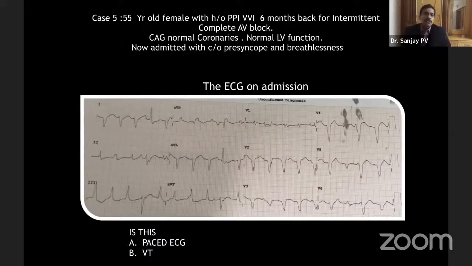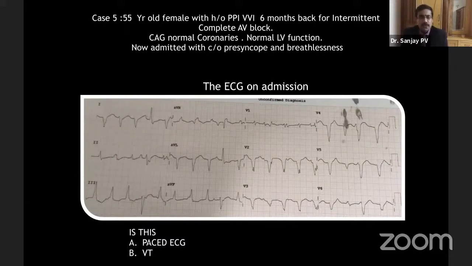So, a 55-year-old female with a history of a permanent pacemaker, a single chamber pacemaker, which was put in 6 months back for intermittent complete AV block. So this was the record which I got from the previous physician. And the coronary angiogram was done at that point. It was normal, and there was apparently normal LV function at that point. And now she was admitted with pre-syncope and breathlessness.